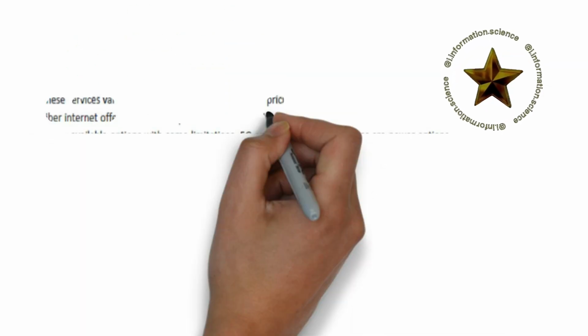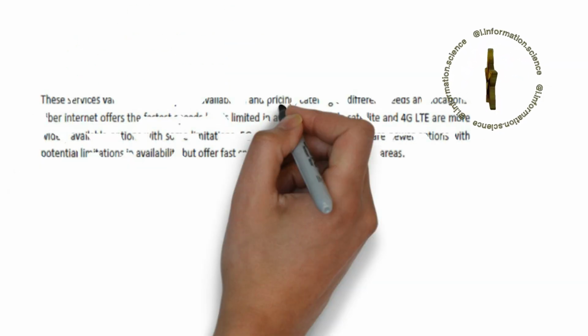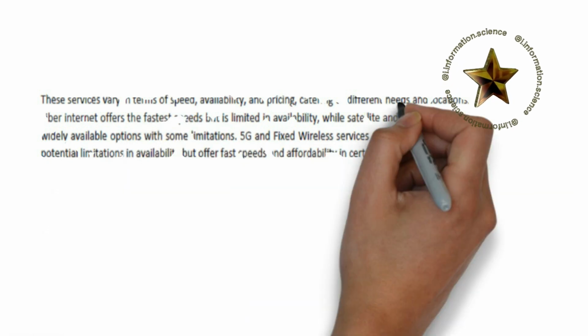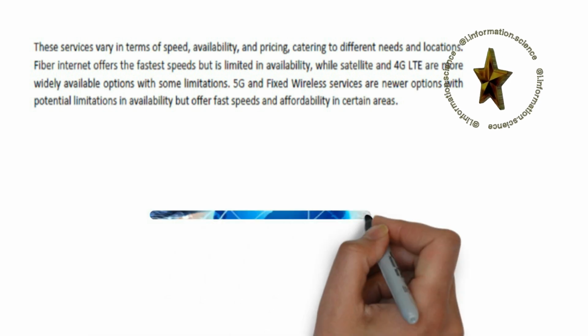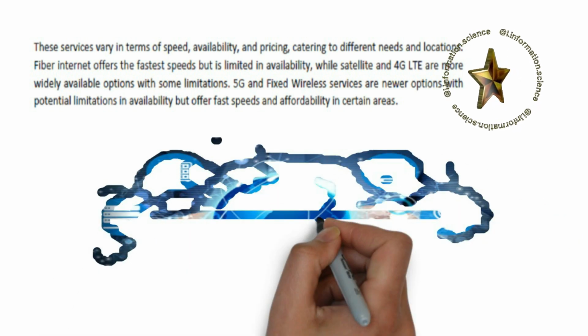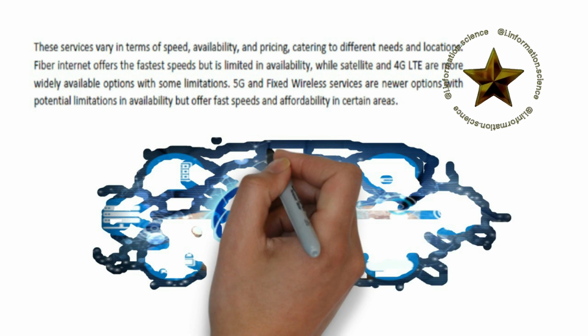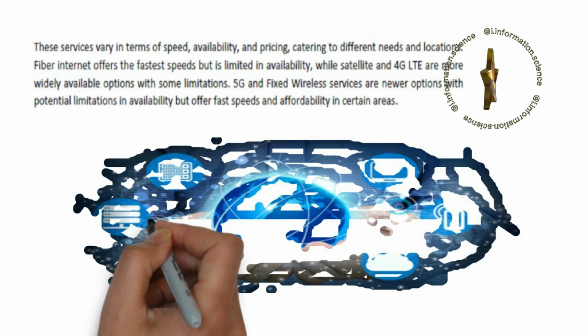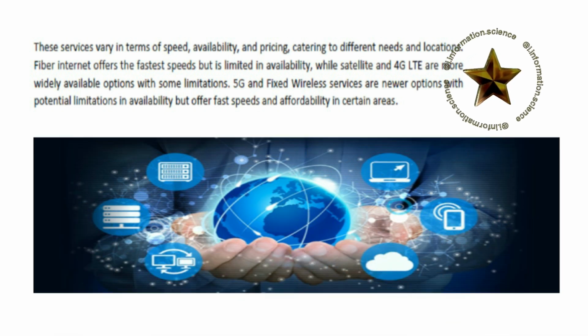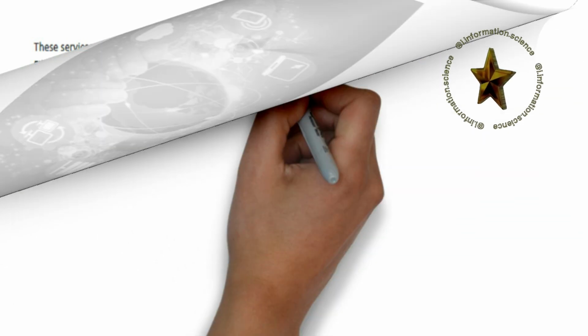These services vary in terms of speed, availability, and pricing, catering to different needs and locations. Fiber Internet offers the fastest speeds but is limited in availability, while satellite and 4G LTE are more widely available options with some limitations. 5G and fixed wireless services are newer options with potential limitations in availability but offer fast speeds and affordability in certain areas.